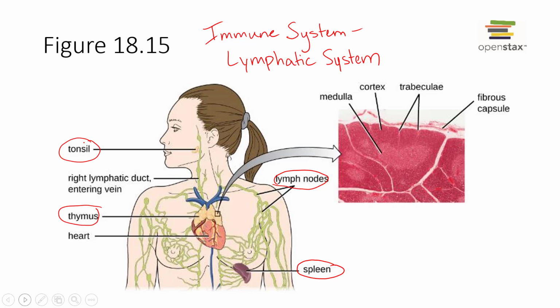The lymphatic system includes these organs, but then also these vessels. You see these labeled here as lymphatic duct or lymphatic vessels. These are really similar to circulatory vessels. In fact, white blood cells can move into the blood, but primarily our white blood cells are transported in lymphatic vessels, which contain a clear fluid called lymph.